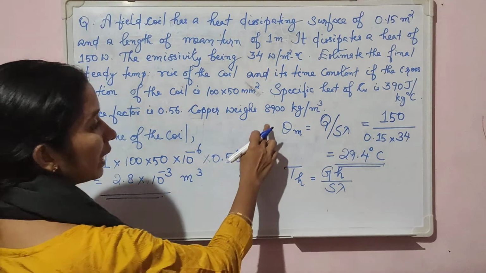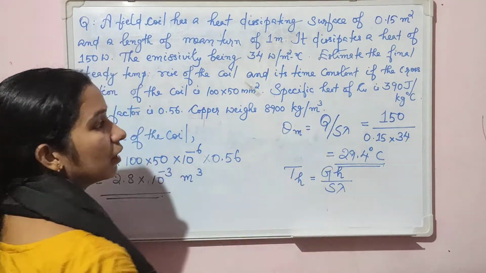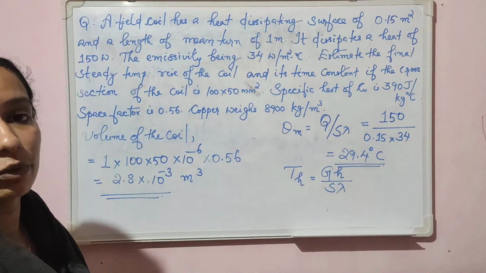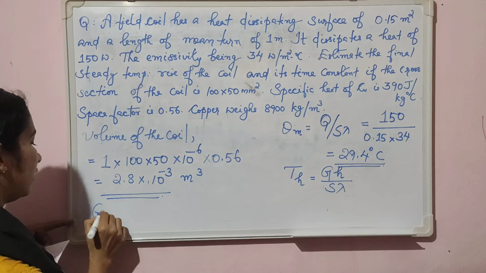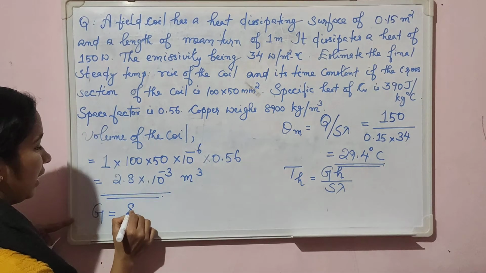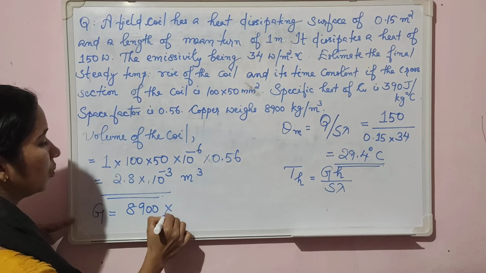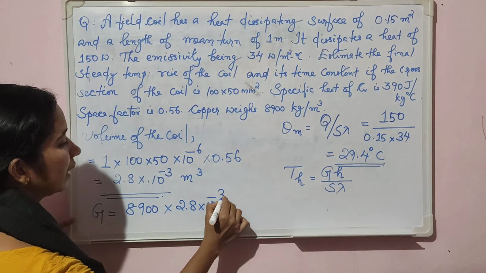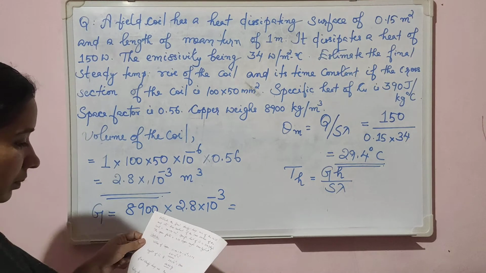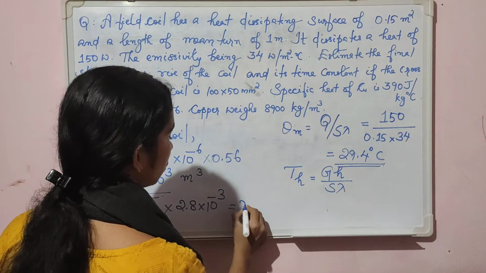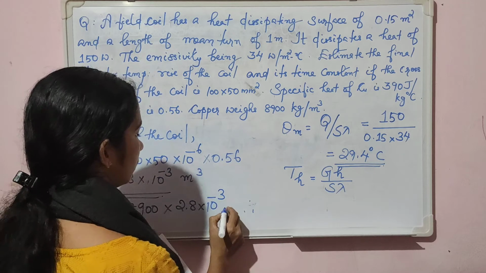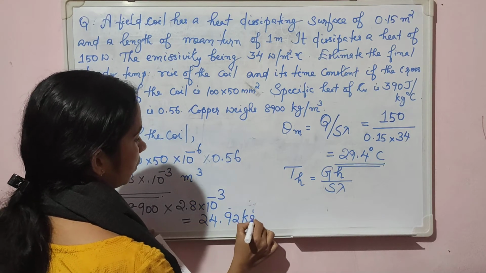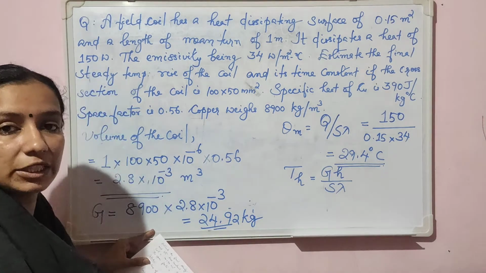So now on multiplying this by volume of the coil, we will get weight of the coil in kilogram. So weight of the coil G will be equal to 8900 into this value, volume 2.8 into 10 raised to minus 3, and the answer is 24.92 kilogram. So this is the value of G.